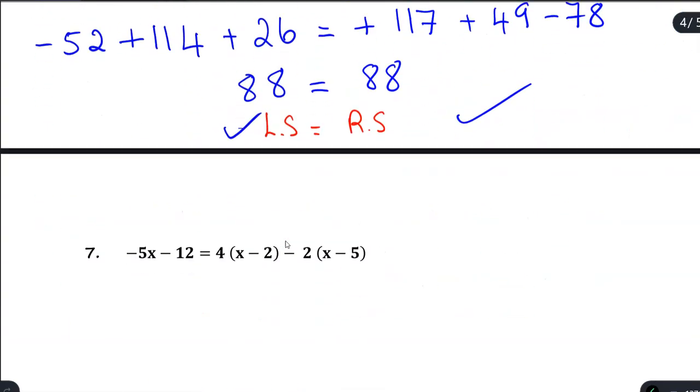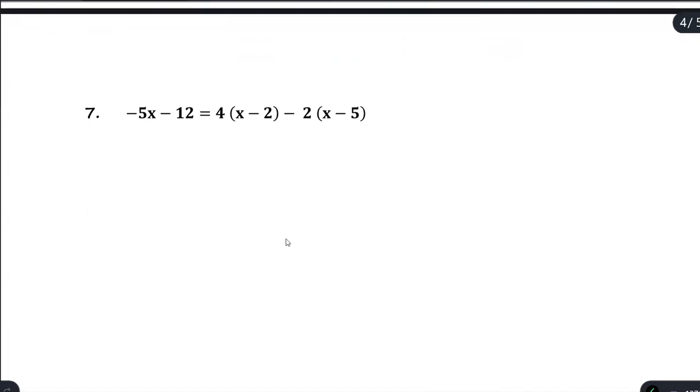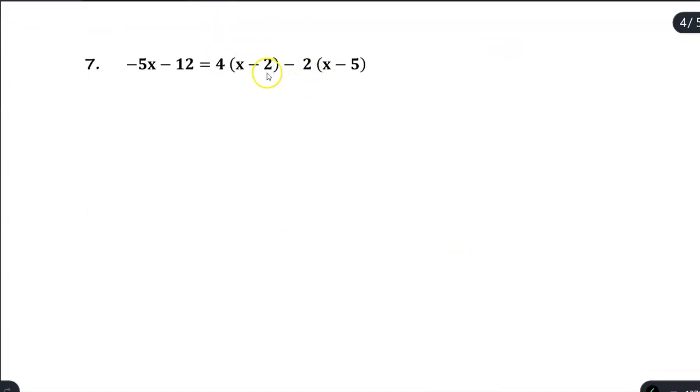Alright, so for these questions, you see the brackets and x is inside the brackets. It means you have to apply the distributive rule. So what is the distributive rule? The distributive rule says that if you have a coefficient in front of a bracket, you can multiply this coefficient with each term inside the bracket. Alright? So you can write it as a times b plus a times c. So this is called the distributive rule.